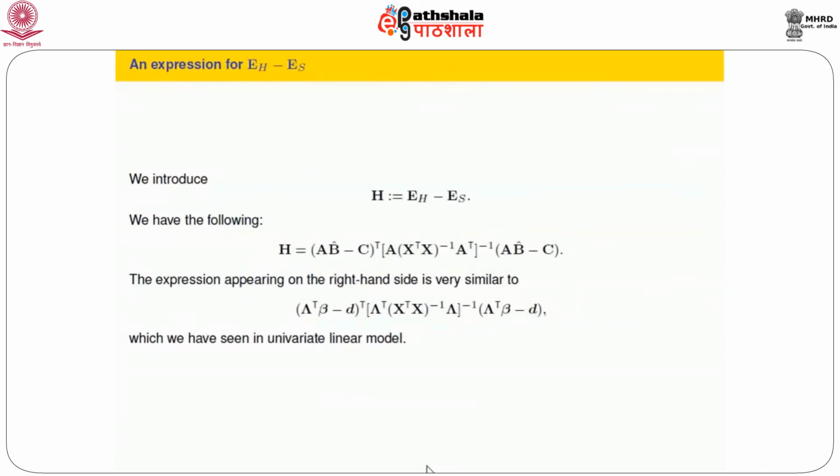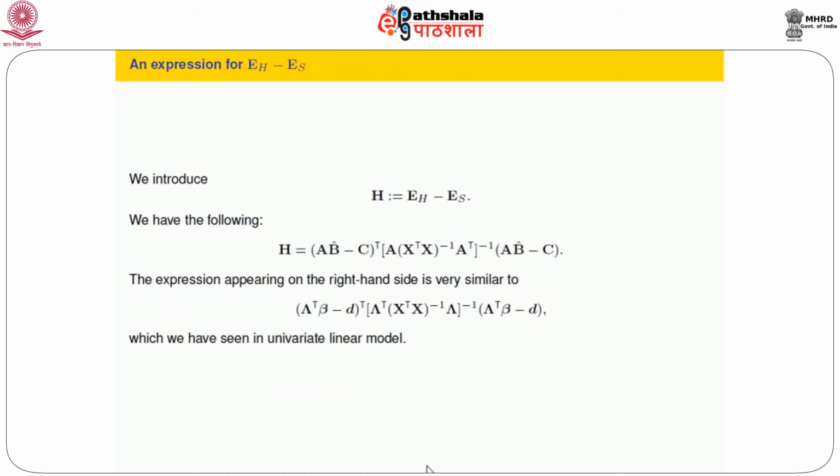All right. So we introduce this matrix EH minus ES. Let's remember again that we have to somehow quantify the difference between these two. So that difference is called EH minus ES. And let's see that there is a nice simplification of this EH minus ES: it is AB hat minus C, transpose, post-multiplied by A x transpose x inverse A transpose inverse, times A beta hat minus C.